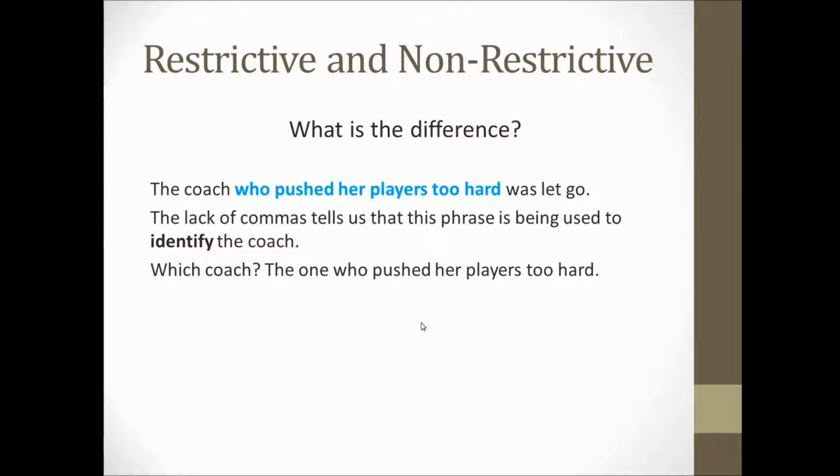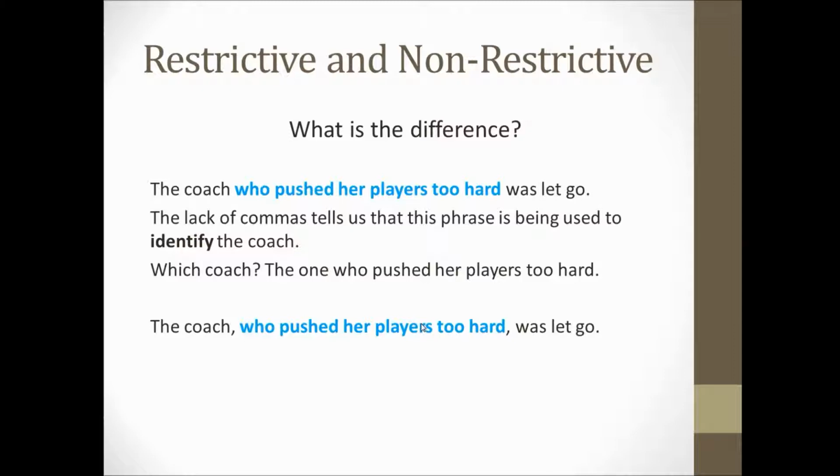Perhaps somewhere else in the article will refer to the coach who was kind and the coach who had favorites or something like that. So each of those phrases identifies which coach we're talking about. In the second sentence, however, the one with the commas, the author is assuming that there is only one coach under discussion, and we all know who she is. Maybe her name has been mentioned already in the writing. Maybe it's someone that the readers or the listeners of this sentence are familiar with.